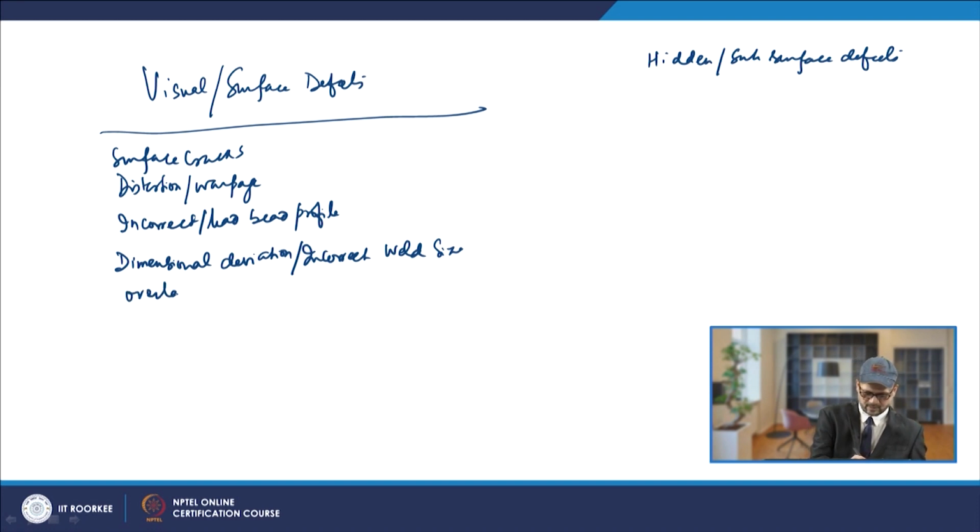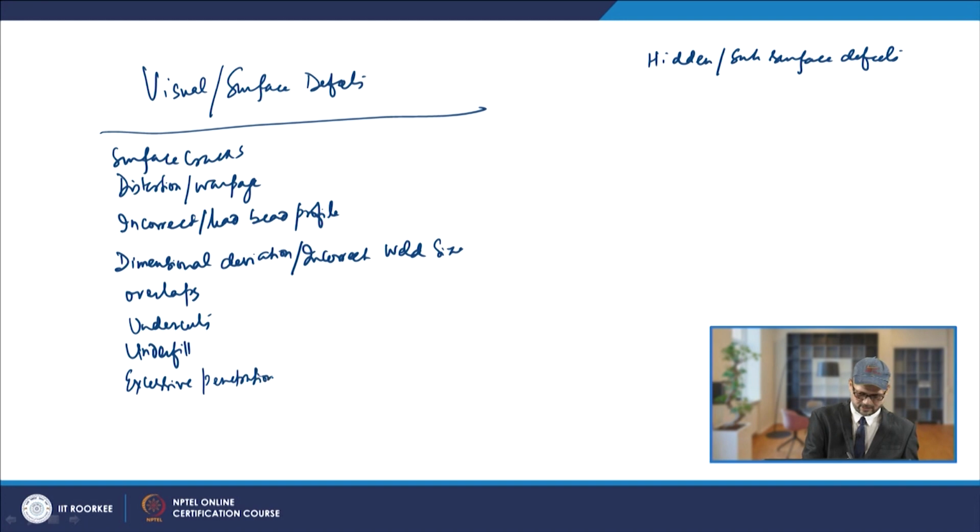Then coming to overlaps, then you have undercuts. On the bead you can see how they are overlapping, going over the surface, or there is undercut on the side. So, you will have one undercut that is seen. You have the underfill, that is another thing which is being shown. Then you will have excessive penetration. About these defects we have studied. So, this is your excessive penetration.